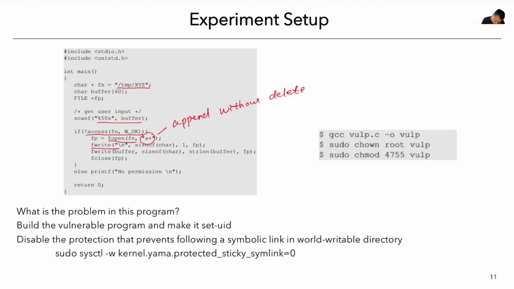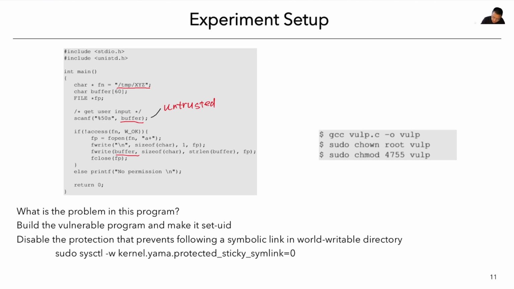Then it's going to close the file. So it first writes a return, then writes the untrusted input in the buffer here. If we take a look at this program here, this will be the untrusted input, right? So the buffer is untrusted. Then we open this file and we write the buffer into the file.